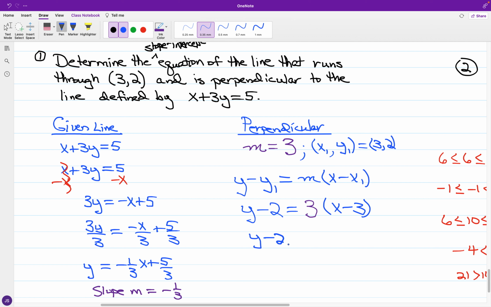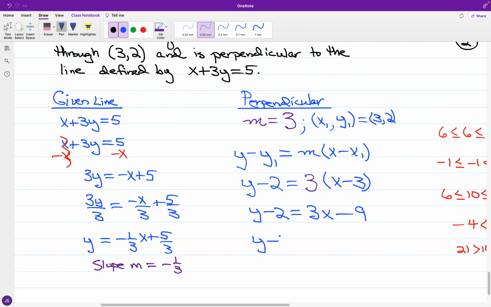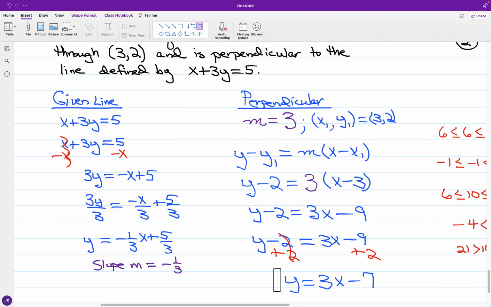Now setting things up, okay, where I can finally get to the slope-intercept. So distributing 3 over the quantity of x minus 3. So we have y minus 2 is equal to 3x minus 9. And then we have upon adding 2 to both sides, and so we'll have here that y is equal to 3x minus 7. Okay, so the slope is going to be at 3.